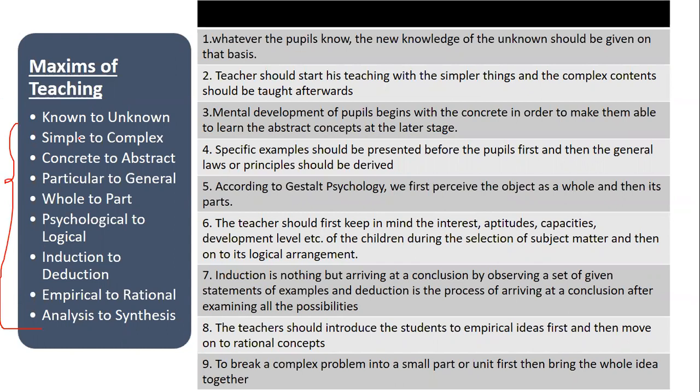First is known to unknown, where you, as a teacher, are supposed to ensure that the new knowledge of the unknown is given on the basis of what the students already know. So you have to start with something which is previously known and then come to the unknown. That is the known to unknown maxim.